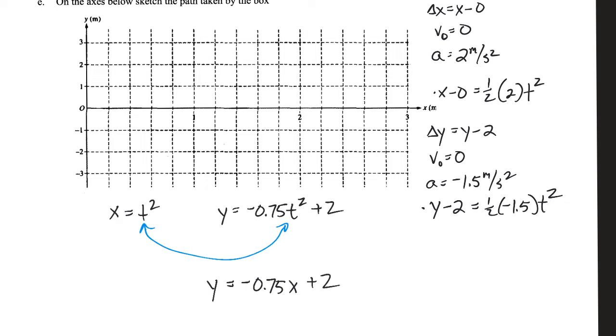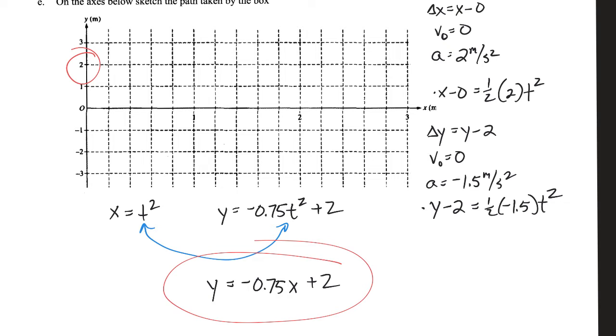So on the axis below, sketch the path taken by the box. The box starts at 2 meters. Right? That is the y-intercept of this function. This is y as a function of x. This is a straight line, by the way, with a slope of negative 0.75. Now, the problem with that is the slope is negative 3/4.